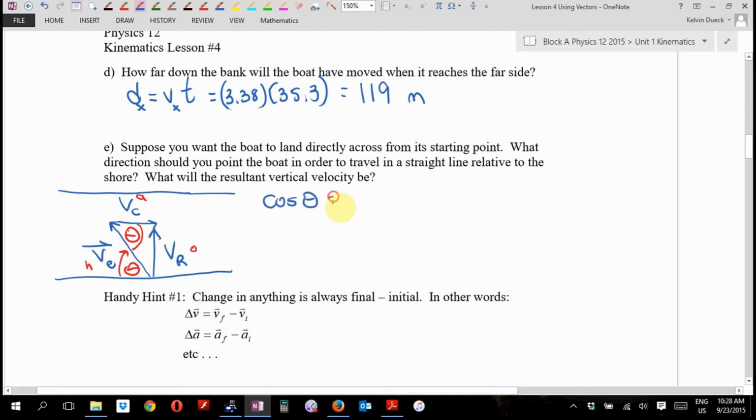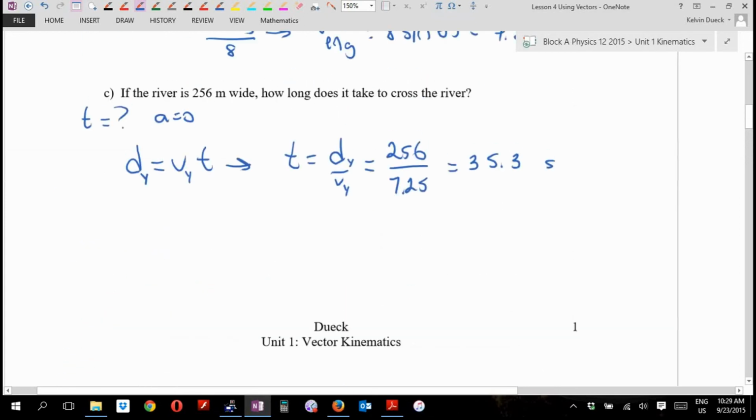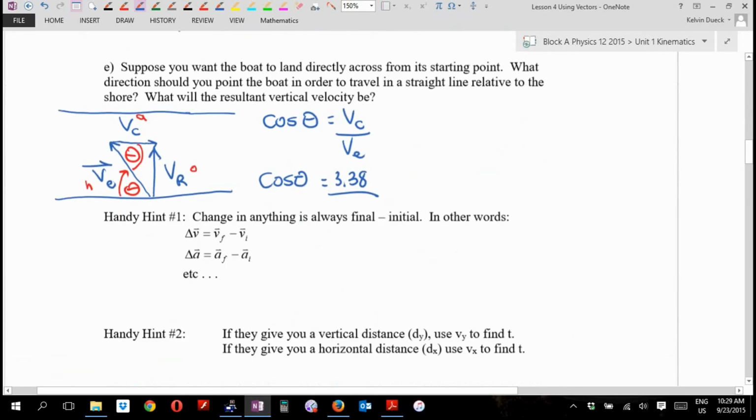Cos theta equals adjacent over hypotenuse. This one is tough enough that I even wrote it out before plugging numbers in. Cos theta is going to be, what was VC? 3.3 what? 3.38? Is that it? Yeah? You guys have it on the same page. I don't. 7.25.